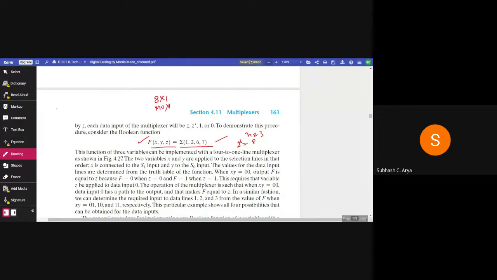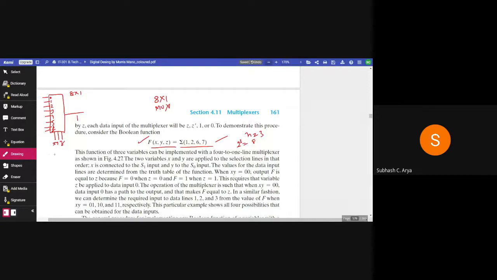I will draw it here. You can understand it is not going to be a very difficult task. Are you able to see, class? Yes, sir. So this is your 8 cross 1 multiplexer. 8 cross 1 means one output and 8 inputs. So I will write here 0, 1, 2, 3, 4, 5, 6, and 7. These are the inputs I0, I1, I2, I3, I4, I5, I6, I7. And how many selection lines will we have? 3 selection lines. And what are those? These are X, Y, Z. These are the selection lines.